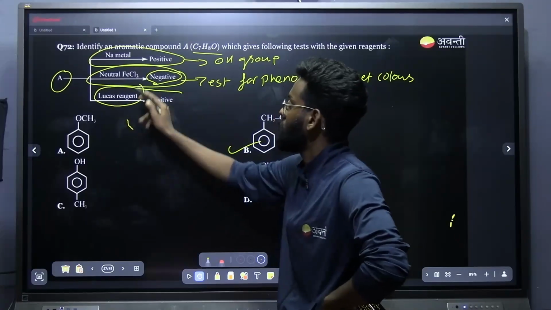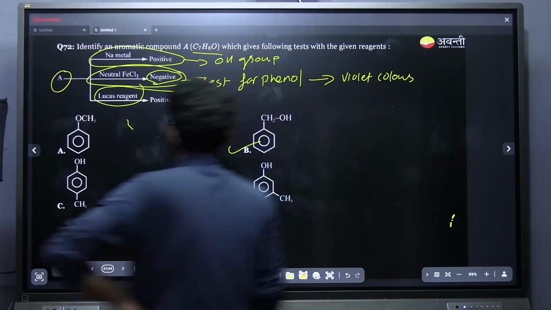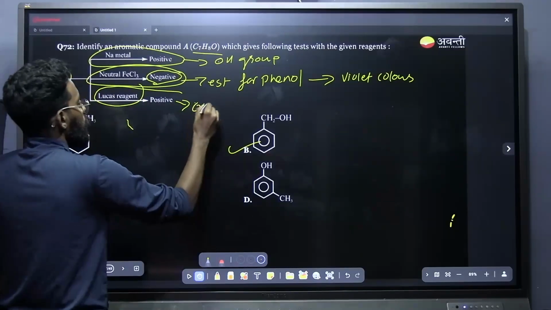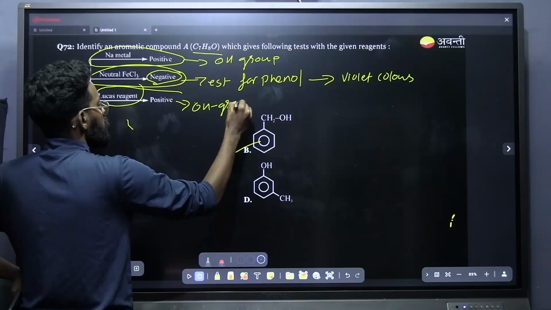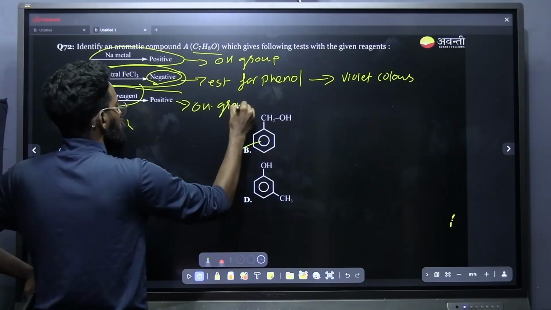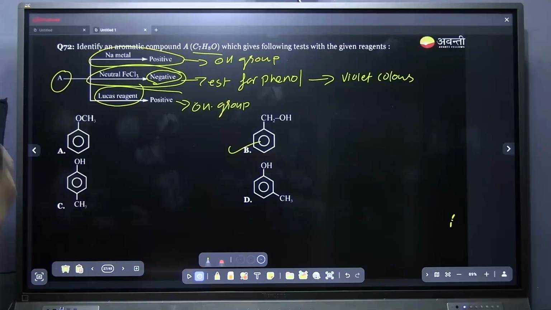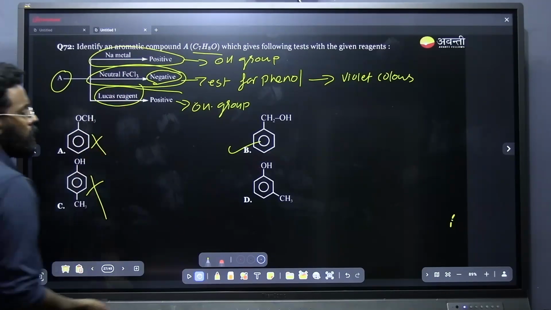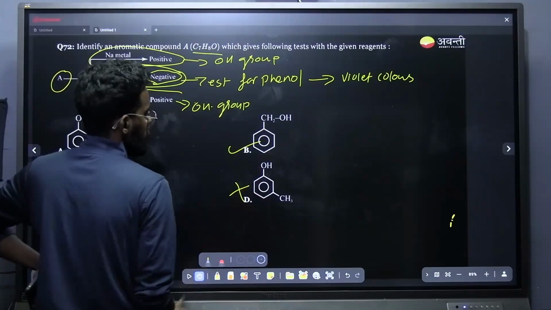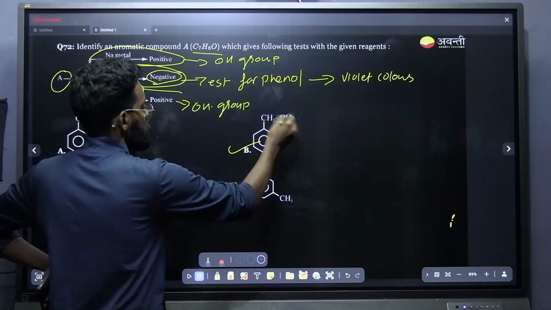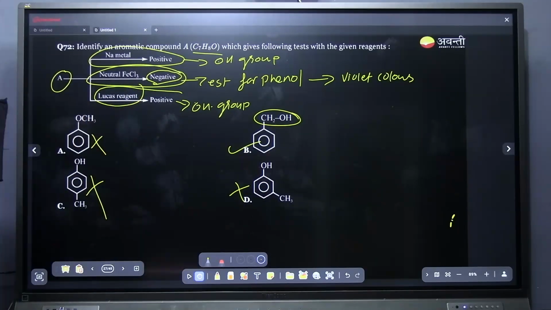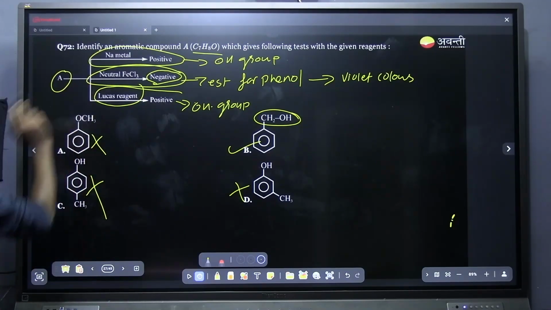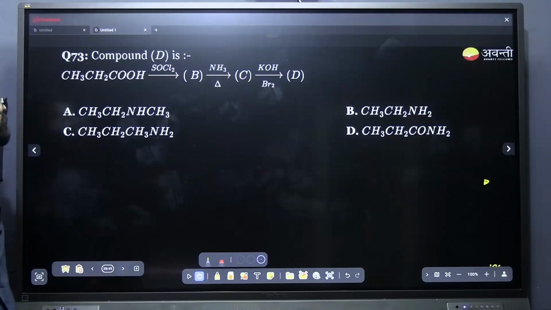And here they have mentioned that Lucas reagent is giving a positive test. Lucas reagent will give a positive test for the OH group. So among these we can eliminate the phenolic compounds, because this is not a phenolic compound. This one is also not going to be the answer. Now what about this one? Option D is also not correct, it is a phenol. Only option B is a simple hydroxy compound, that is benzyl alcohol. So that is why option B is the answer. Okay, going to the next question. Just remember neutral FeCl3 is a test for detecting phenol.